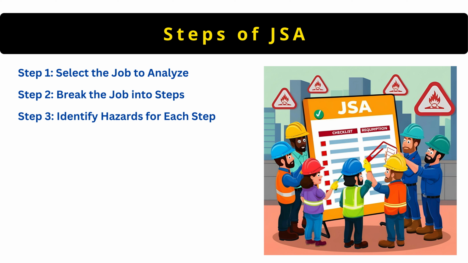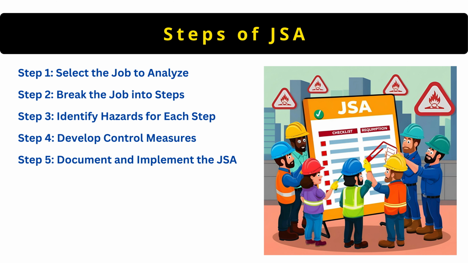Step 3. Identify hazards for each step. Now you look closely at each part of the job to spot potential danger. Step 4. Develop control measures. This is where you figure out ways to eliminate or reduce those hazards you identified. Step 5. Document and implement the JSAs. Finally, you'll write everything down and put these safety measures into practice. And that's how you conduct a thorough job safety analysis.